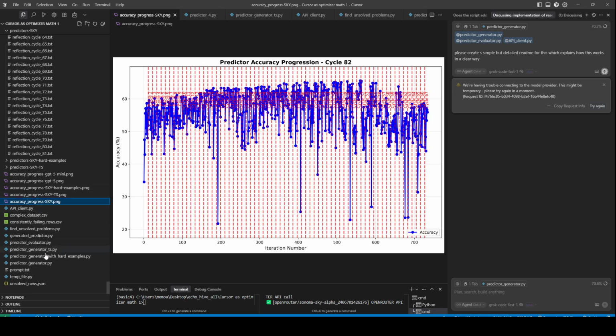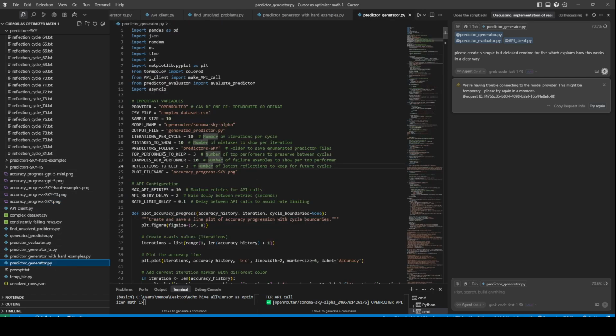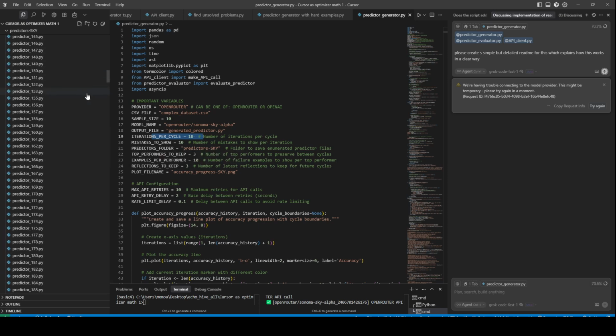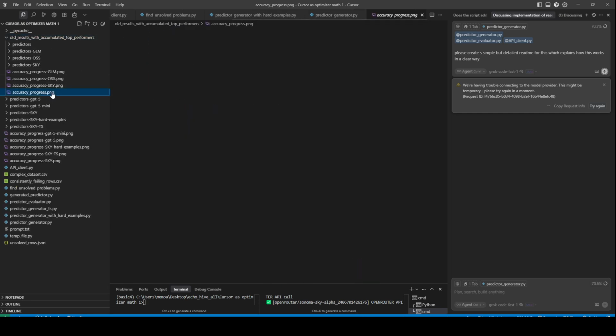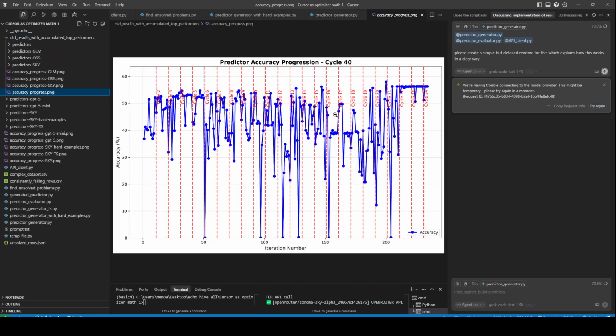Each cycle lasts for 10 iterations. That is determined by the parameter here, iterations per cycle 10. So that's another hyperparameter that needs to be optimized. The reason why I did this is because when you just let the message history keep accumulating all this information like I did previously, which resulted in plots like this, previous plots, it was flat.